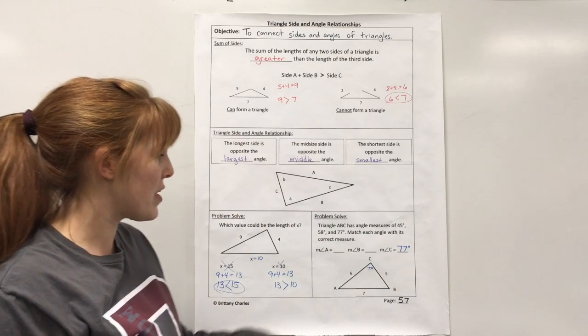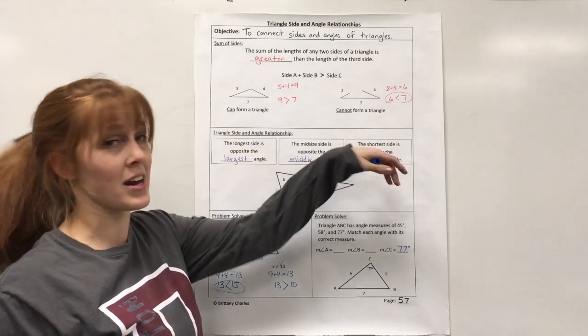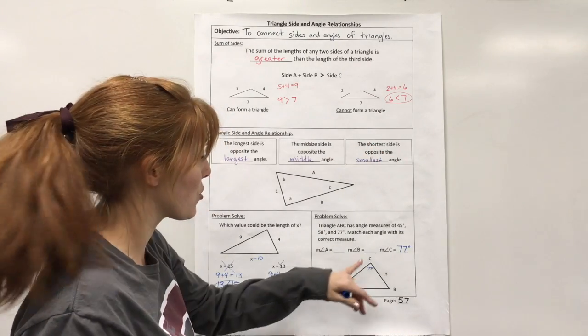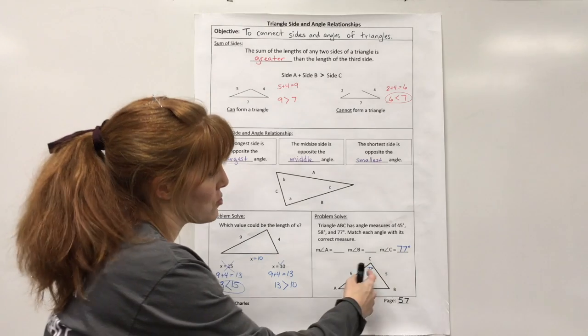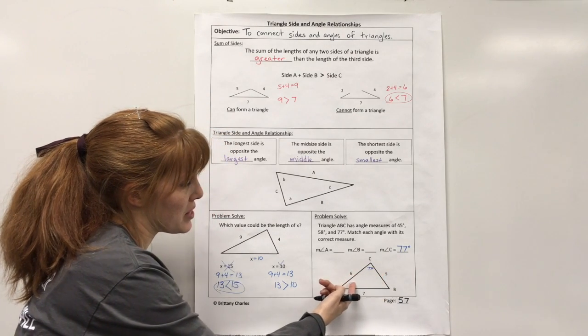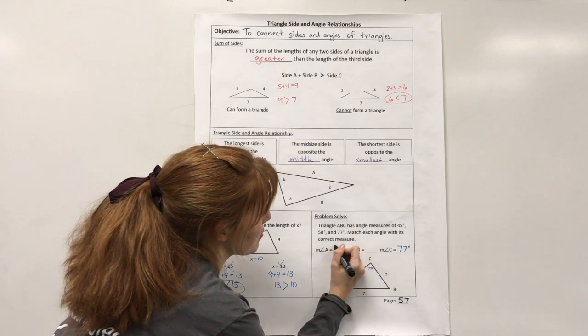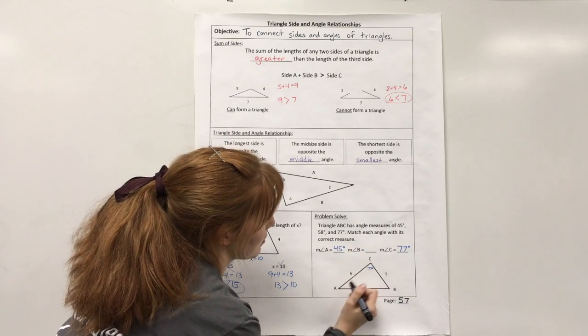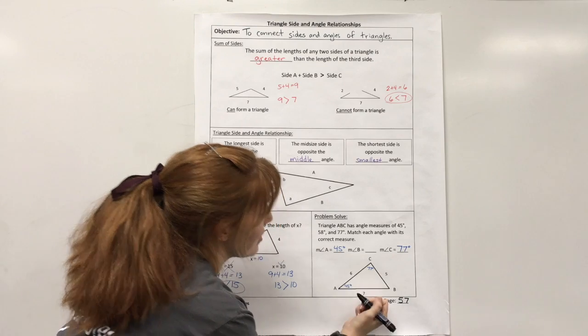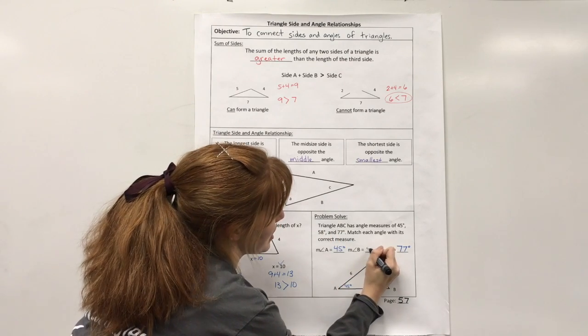All right, then I know that the shortest side is across from the smallest angle. The shortest side would be 5, and right across from it is A. So A has to be the smallest one, so 45 would go here. And the one left over, 58, has to be angle B.